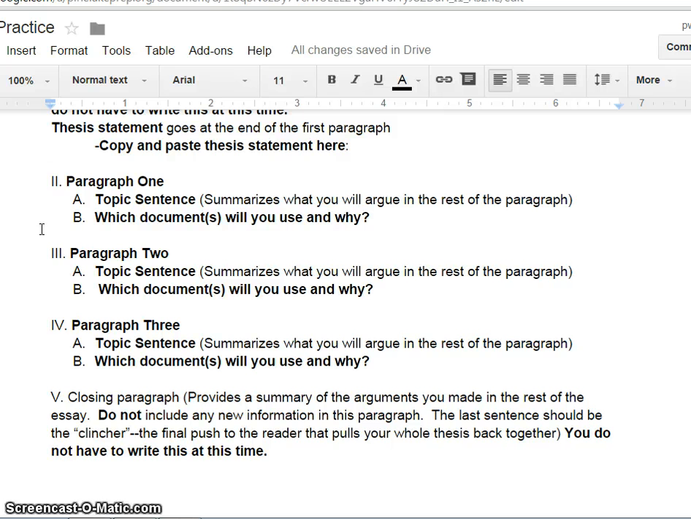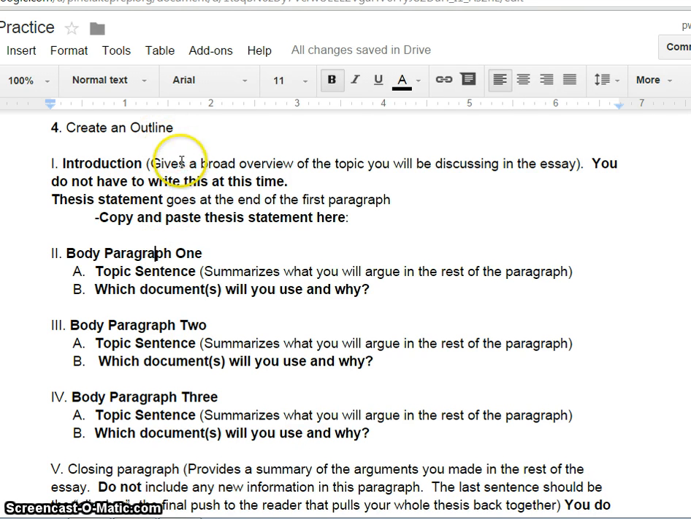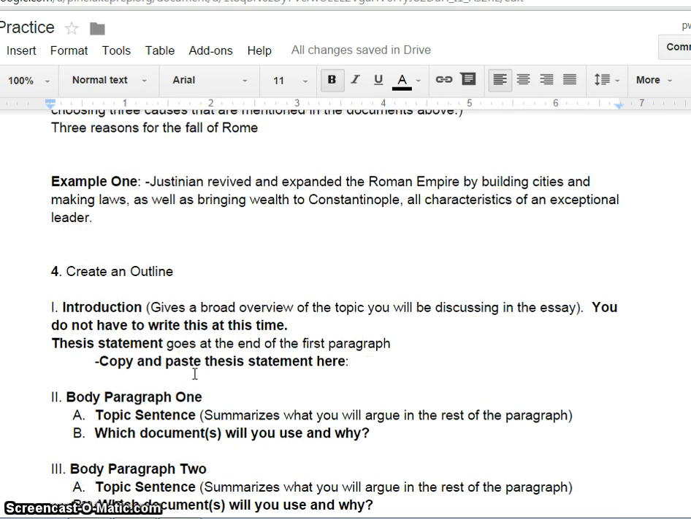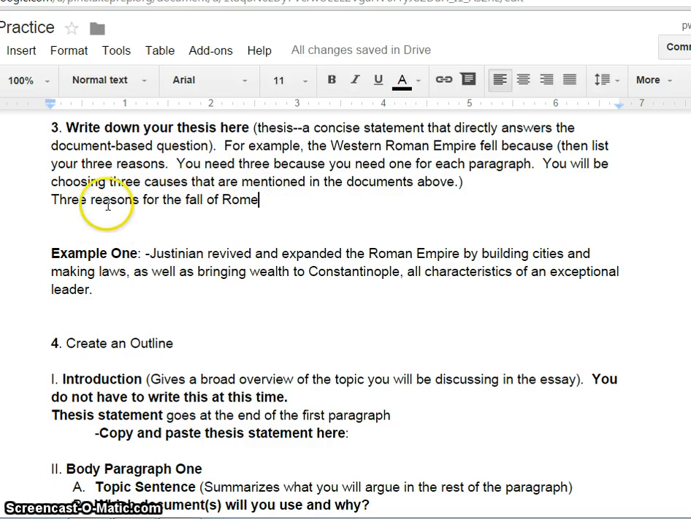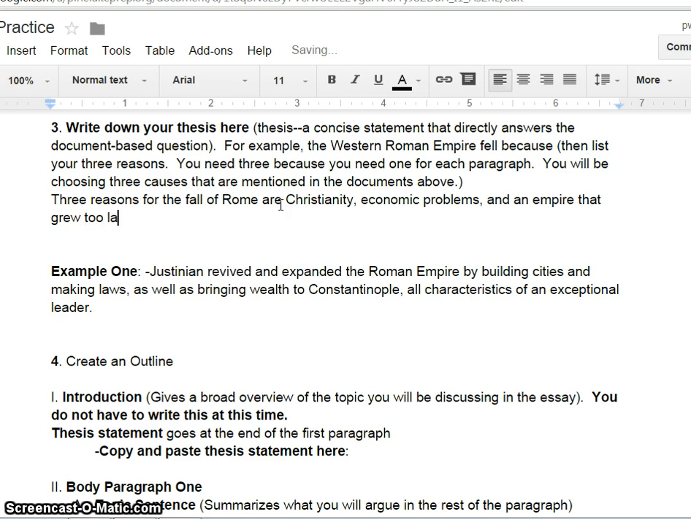Next, the 3 body paragraphs. These are going to be where you discuss the causes of the fall of Rome. So in paragraph 1, you're going to discuss the first cause that you mentioned in your thesis. Paragraph 2 will mention the second, and paragraph 3 will mention the third. So let me go ahead and give you a demonstration. So back to my thesis, 3 reasons for the fall of Rome are Christianity, economic problems, and an empire that grew too large.